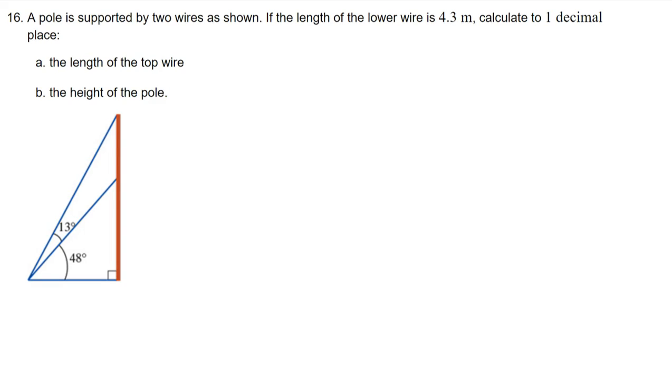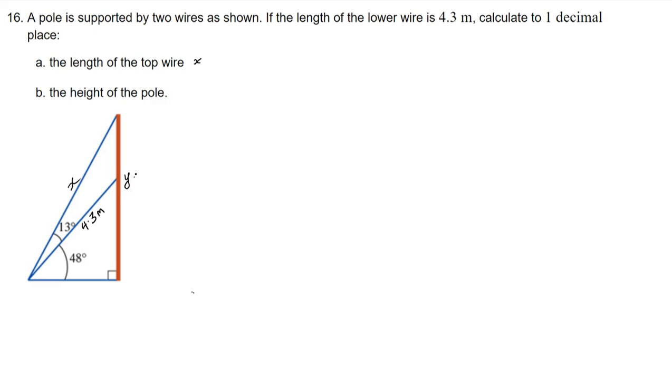Okay, so a pole is supported by two wires. So this is the pole going down here, and it's supported by two wires, so it's tied on by two wires. If the length of the lower wire, so that's that one there, I'll just pop that there, 4.3 meters. Calculate to one decimal place the length of the top wire. I'm going to make that X. And the height of the pole, I'm going to make that Y.